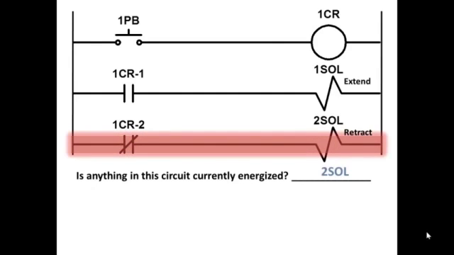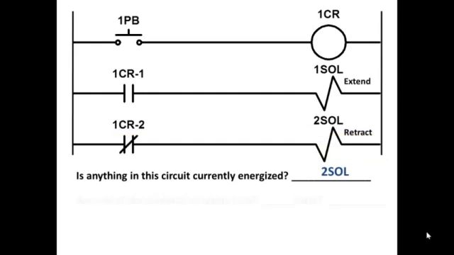Of course you do, because 1 CR is de-energized, 1 CR-2 is closed because it's normally closed, and it gives a complete path of conduction from the power rung on the left to the power rung on the right, passing through 2 SOL. So that solenoid is energized right now, and it has shifted the spool in the valve to allow air, compressed air, to go to the front of the cylinder and push the piston all the way to the back so it's in the retracted position.